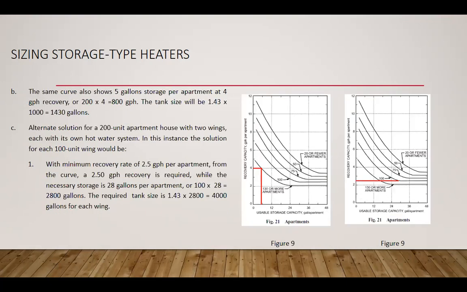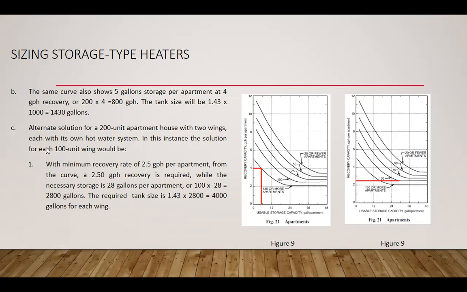Now, the same curve also shows 5 gallons storage per apartment at 4 gallons per hour recovery. Magiging 4 gallons per hour. So 200 times 4 is 800 gallons per hour. The tank size will be 1.43 times 1,000, or 1,430 gallons. Ang galing to, 1,000 is 200. Ito, 5 times 200 to. Hindi na naisingit. 5 times 200 is 1,000.